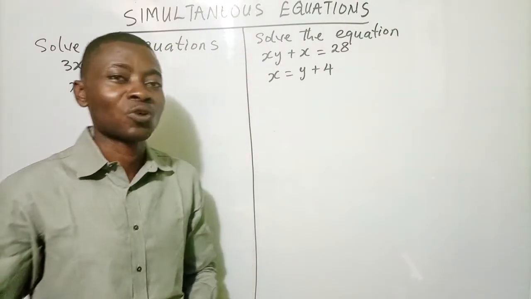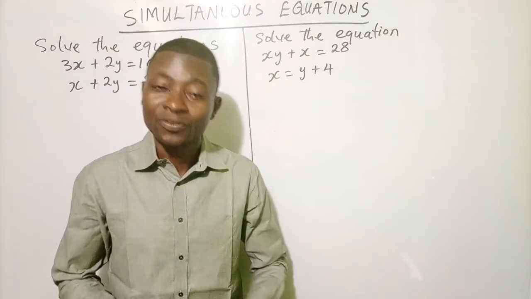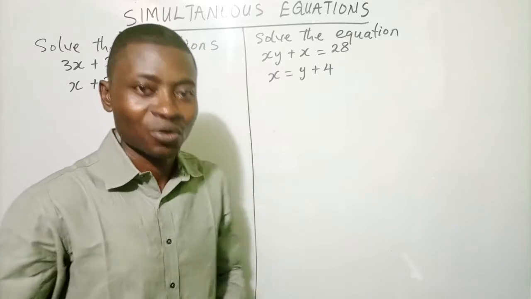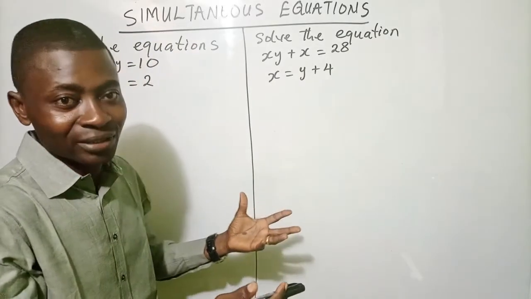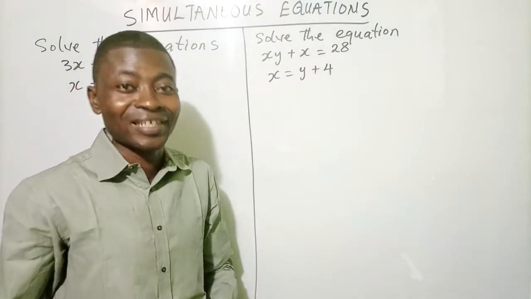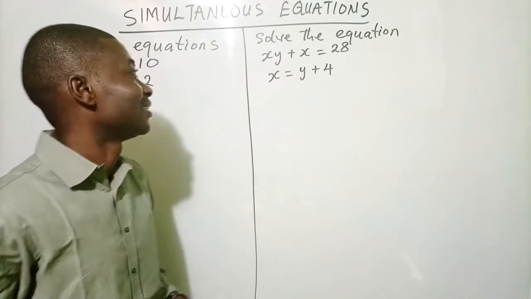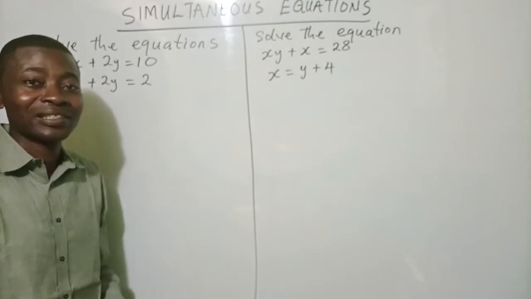Simultaneous equation is one topic that students must face while in either junior secondary school or senior secondary school. And so today I'll be taking us through it because simultaneous equation again is one of the simplest topics in mathematics. We have two questions here on the board that we'll be solving this morning.